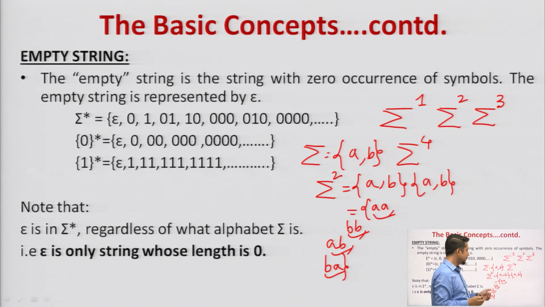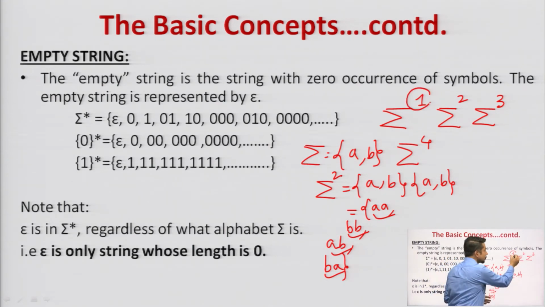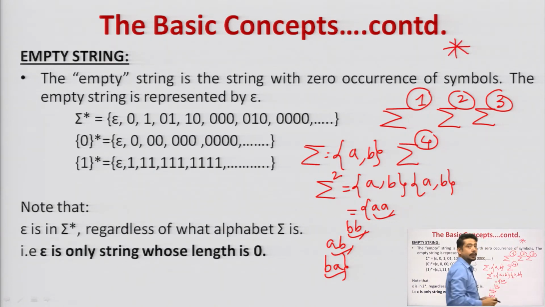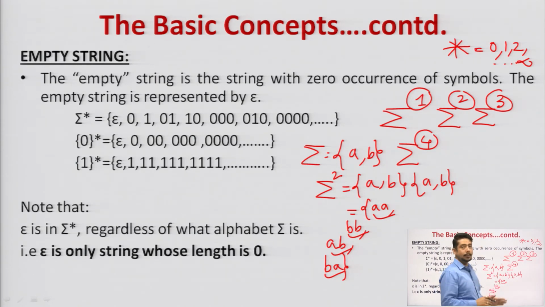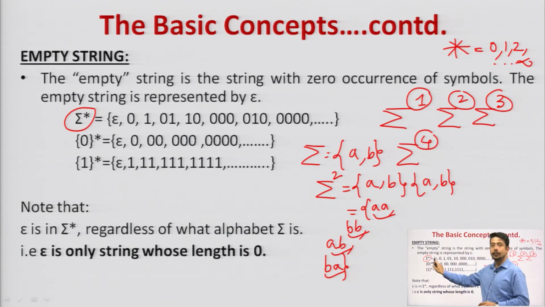So this particular concept, that is 1, 2, 3, 4, we represent in the form of asterisk. Asterisk generally starts from 0, 1, 2, up to infinity. Clear? So that's what I am writing over here, that it is represented in this form, power infinity, and then it will come with 0.